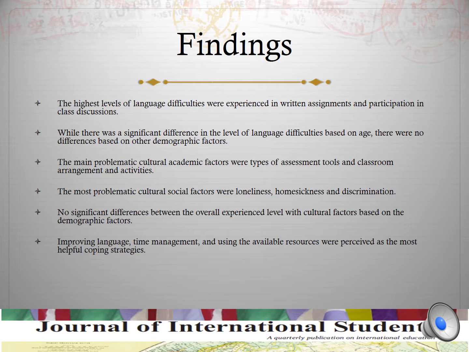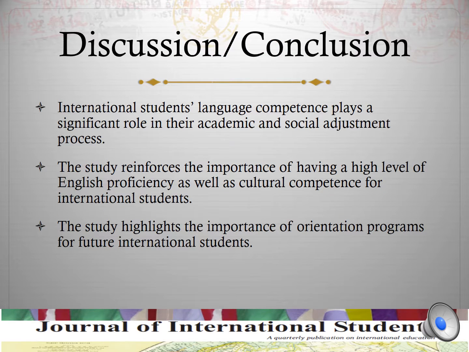Improving language, time management, and using the available resources were perceived as the most helpful coping strategies. The study shows that international students' language competence plays a significant role in their academic and social adjustment process. The study reinforces the importance of having a high level of English proficiency as well as cultural competence for international students. The study highlights the importance of orientation programs for future international students.